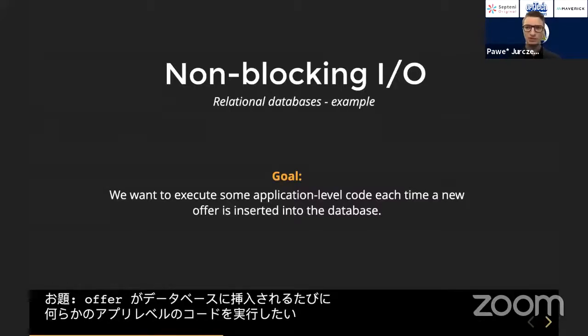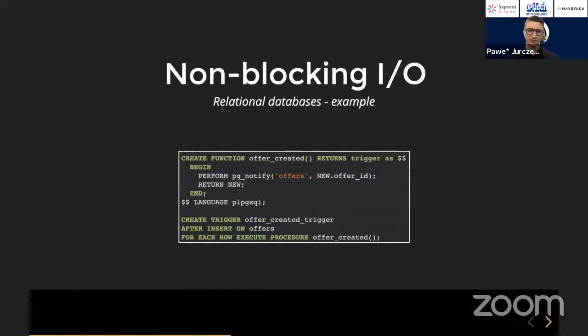To achieve our goal, we need 3 different ingredients. Okay, so the first ingredient we need is a way to react to a change in a relational table. So we already have such a mechanism. We've had that for many, many years. It's called triggers. Okay, so a trigger will be awakened each time a new row is inserted into the table, a new offer is inserted into the table. So this is the first ingredient.